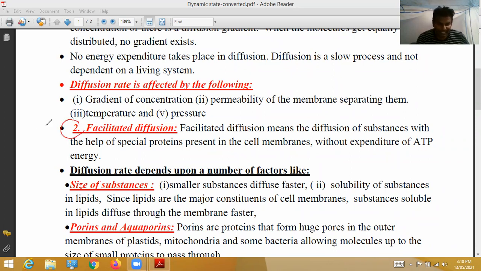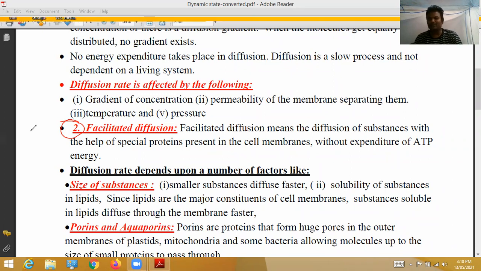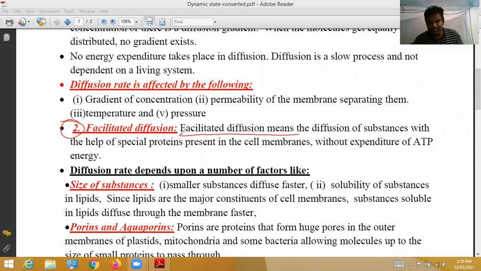Next, facilitated diffusion. These transport systems we already discussed in the 8th chapter. What we discussed there is the same here also. The transport system in plants and animals is the same, but they may use different materials, but the transporting substances are the same. Whether you remembered or not, I don't know. Facilitated diffusion means the diffusion of substances with the help of special carrier proteins in the cell membrane.